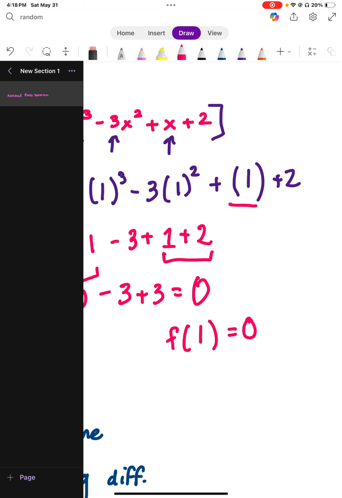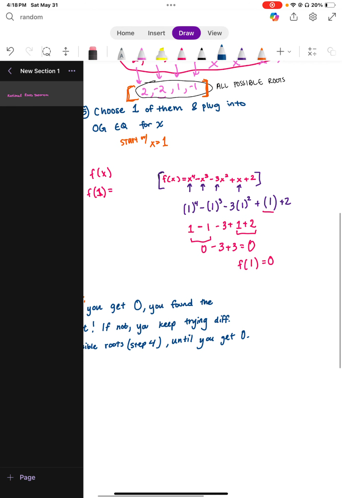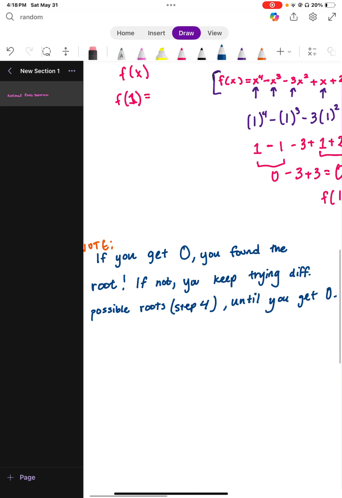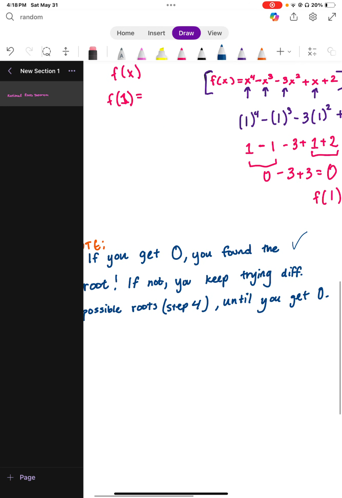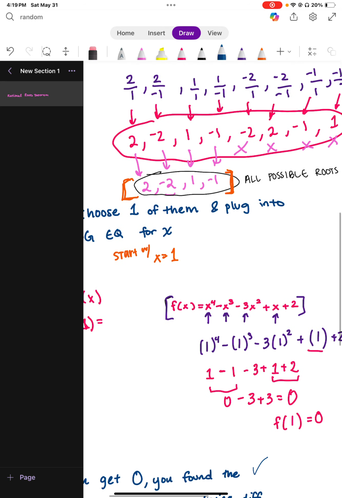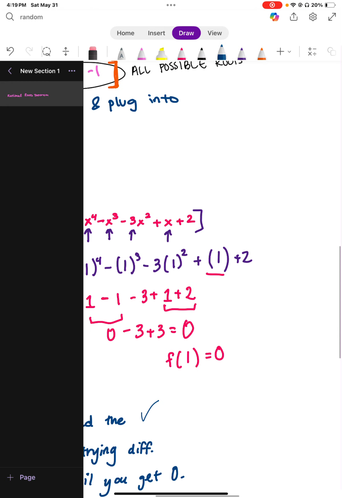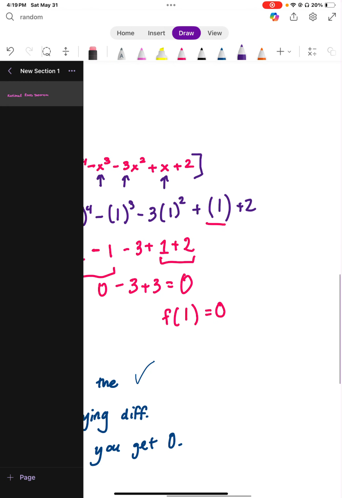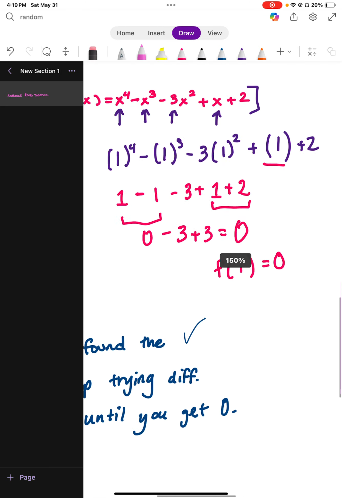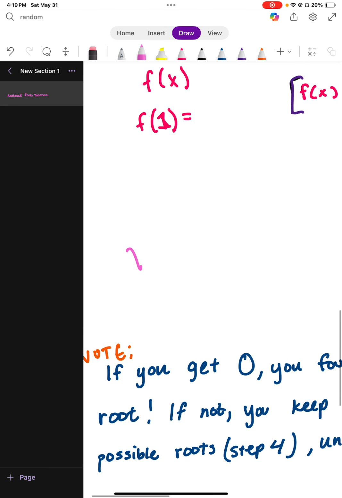Okay, so how do I interpret that? Here's the note. If you get 0, you found the root. Hooray, we found the root. But if you did not get 0, then you have to keep trying different possible roots until you get a 0. So we found the root. Easy. And you can get full credit for this, depending on your teacher, if you write x is equal to 1 as a true root. This is one of the roots.